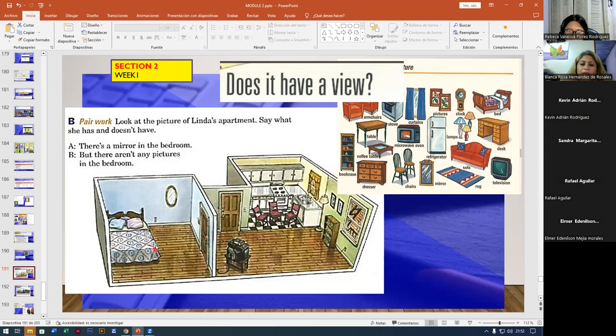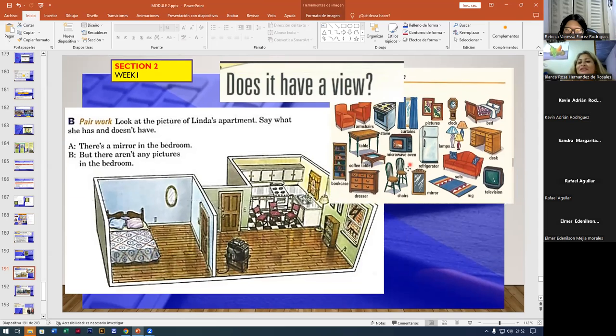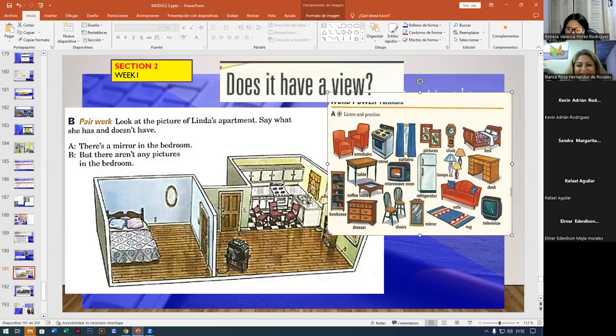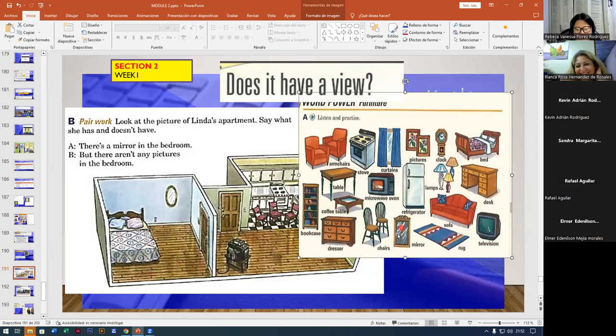There is. Cama. How do you say cama in English? Cama in English. How do you say that? Bed. Uh-huh. Bed. Yes. El que no me recuerdo es del espejo, pero es que mirror. Está... Mirror, like this. Here we have eso. Exactly. Mirror, this one.